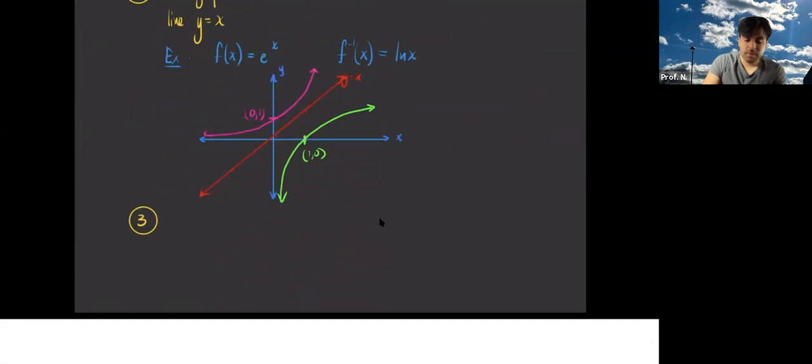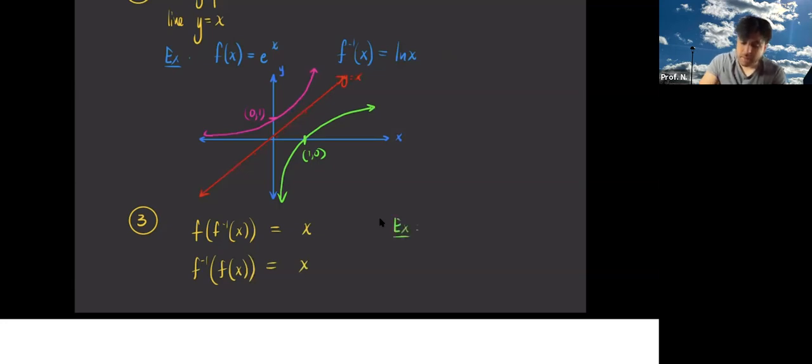And now the more important one for us will be the following. If we compose inverse functions with one another, we get back what we started with. Example.